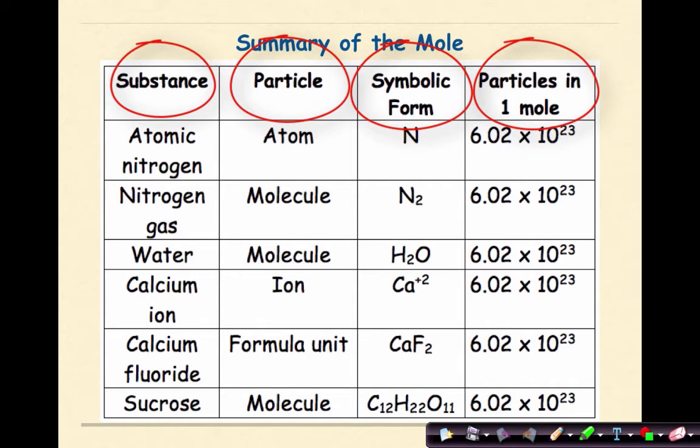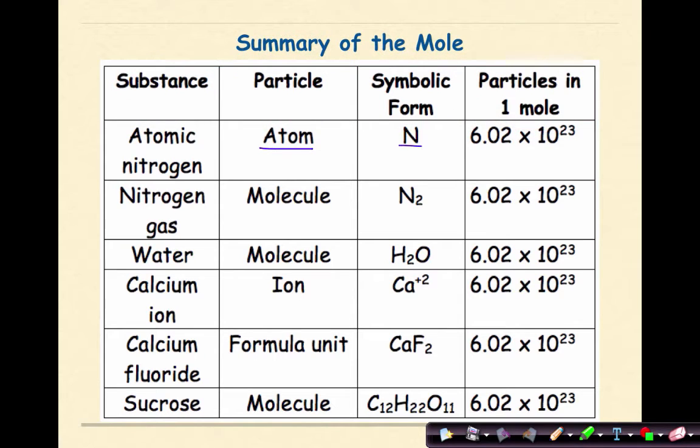If I wanted to represent atomic nitrogen, I'd be talking about an atom with a symbol of N, and in 1 mole, I'd have 6.02 times 10 to the 23rd nitrogen atoms. Nitrogen gas, which we know is a diatomic, would be considered a molecule, representation N2, and in 1 mole of diatomic nitrogen, there would be 6.02 times 10 to the 23rd molecules. Water is a molecule with a formula of H2O, and 1 mole of water would have 6.02 times 10 to the 23rd molecules of water.